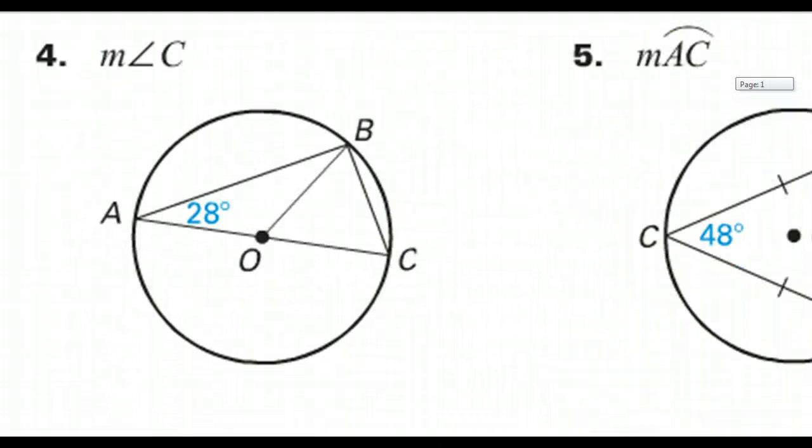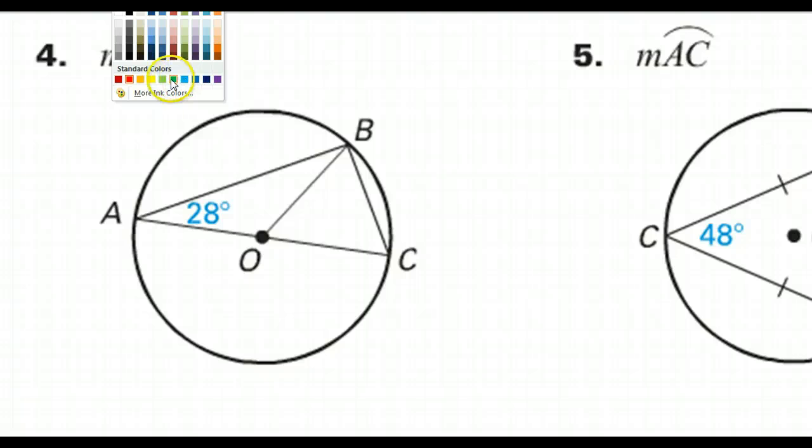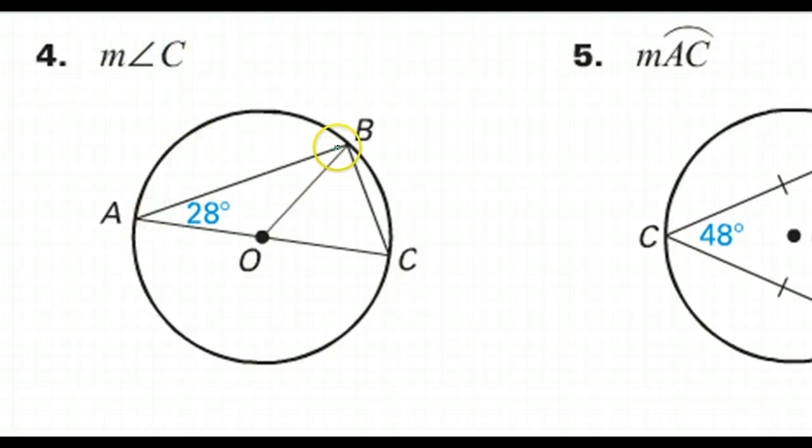All right. Here's one way to do it. I see this 28 degrees, and I see that it is an inscribed angle. So when I look at this 28 degrees, and I look for the arc that it intercepts, I know that the arc should be double. So what was that, 56? So that tells me that arc BC is 56 degrees.